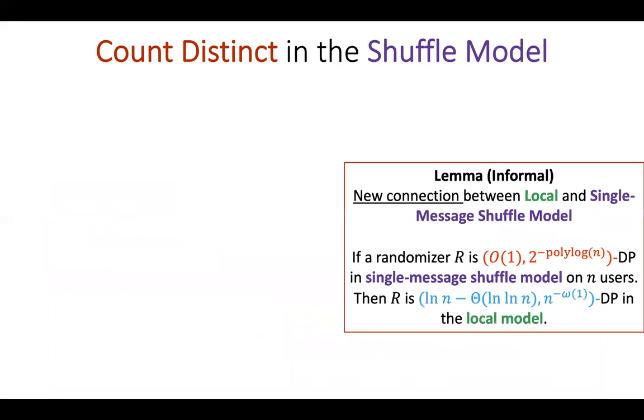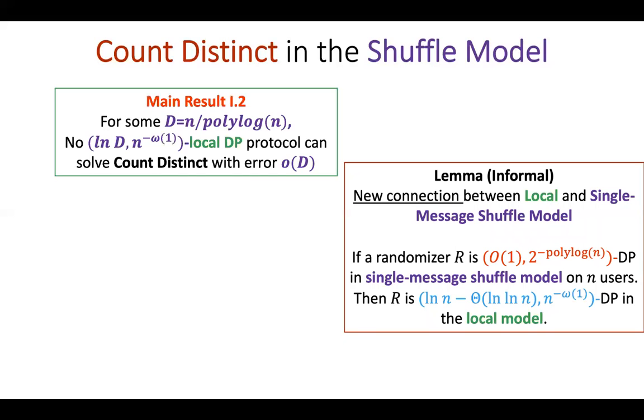To derive our new lower bounds in the shuffle model, we prove a new connection between the local and single message shuffle model. That is, we show that if a randomizer R is constant epsilon, inverse quasi-polynomial delta DP in the single message shuffle model, then it is also ln n minus log ln n epsilon, inverse polynomial DP in the local model. Combining this new connection with our local model lower bound, we immediately obtain our new lower bounds in the shuffle model.